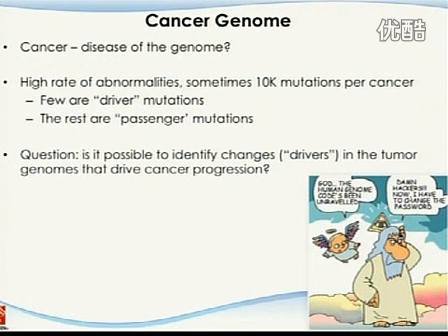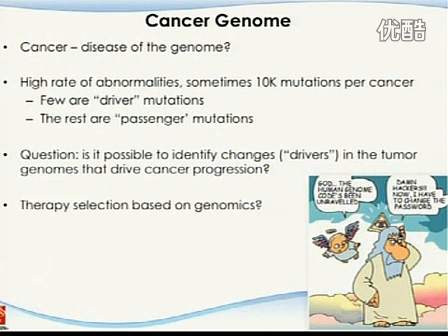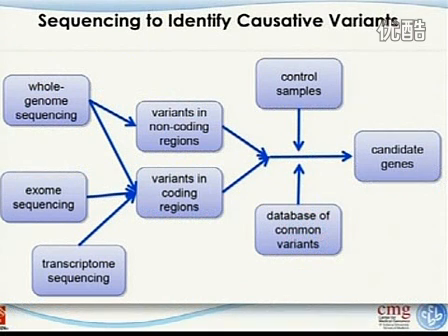So the question is, is it possible to identify the drivers in the tumor genome that drive cancer progression? And is it possible to have therapeutic selection based on genomics? I will introduce one study to give you a hint what that really means. Okay, so ideally, we talk about identifying the variations that are really causing the disease.